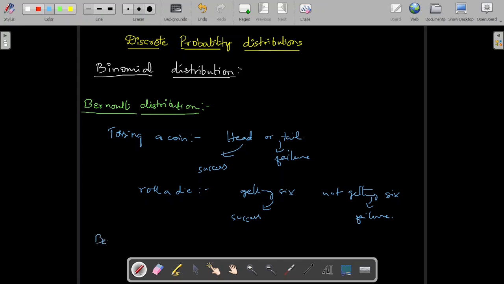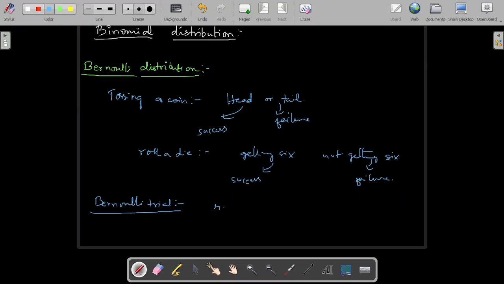So, that is a Bernoulli trial. Suppose you have a random variable capital X. This X takes two values, 0 and 1. 0 for failure, not getting the required value, and 1 for getting the required value, that is success. The probability of success you name as p, and the probability of failure you name as q, or else 1 minus p, because total probability should be equal to 1. That is the condition of any probability distribution.